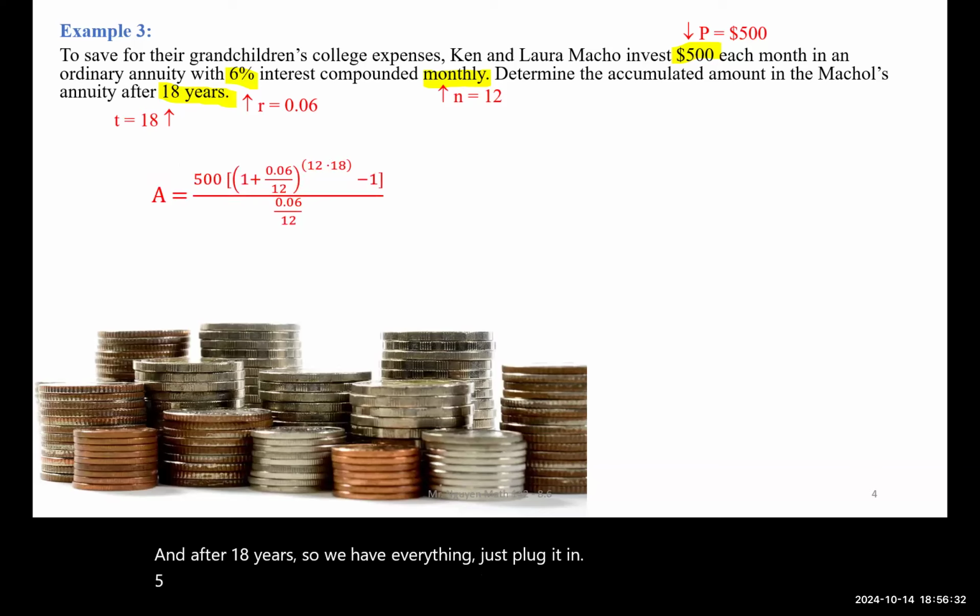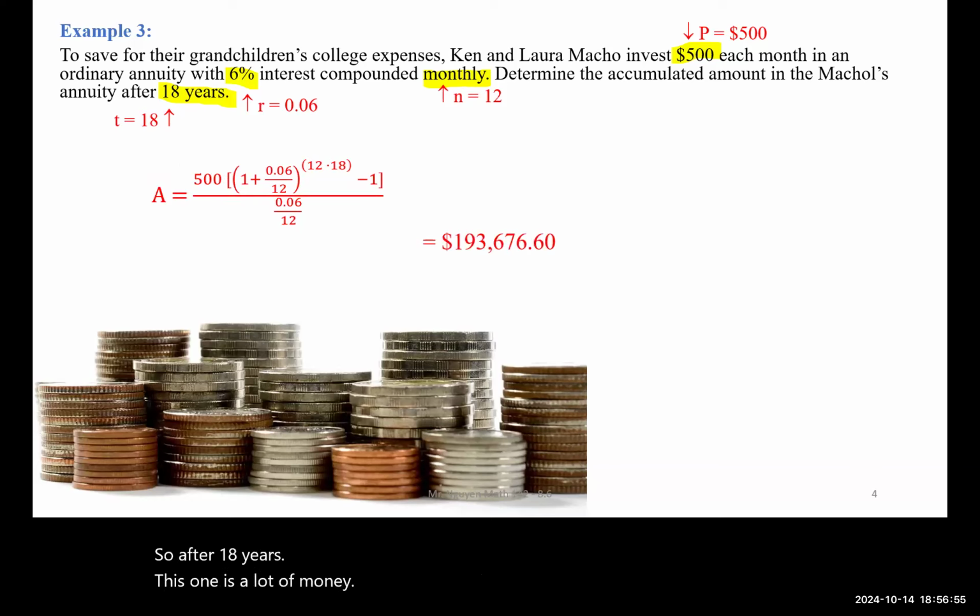500 times 1 plus 0.06 divided by 12, raised to 12 times 18, minus 1, everything over 0.06 over 12. So after 18 years, ooh, this one's a lot of money. Their grandchild has $193,676.60. Now you can put your money down.